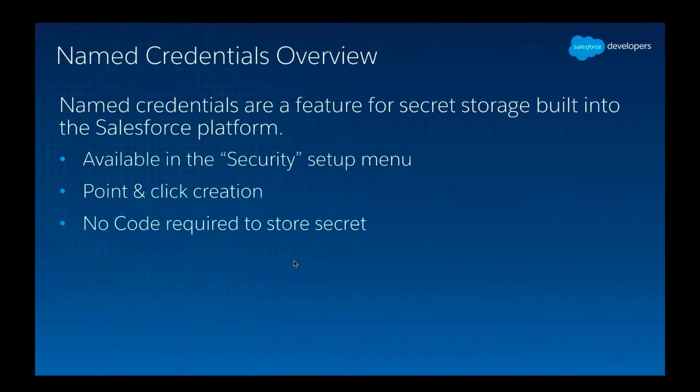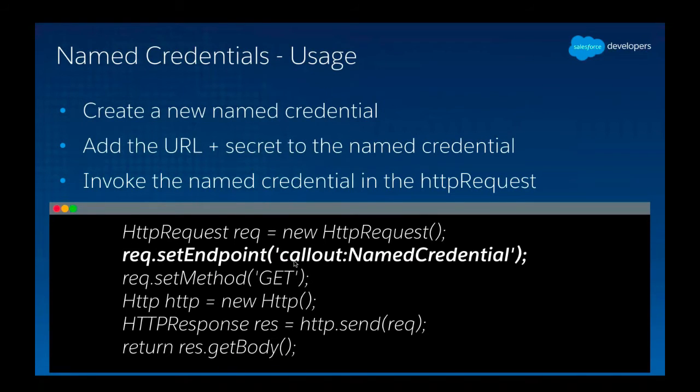Named credentials are a feature in the Salesforce platform that you can easily configure with point and click. It is available under the security setup menu. And you don't even need to write any code in order to store a secret in a named credential. How do you use named credentials? As I mentioned, it is available under the setup menu. You create a new named credential and then you add the URL and secret to that named credential. The secret is either the password or OAuth token that you are going to use to make a callout to that URL. And the URL is also written in the named credential.